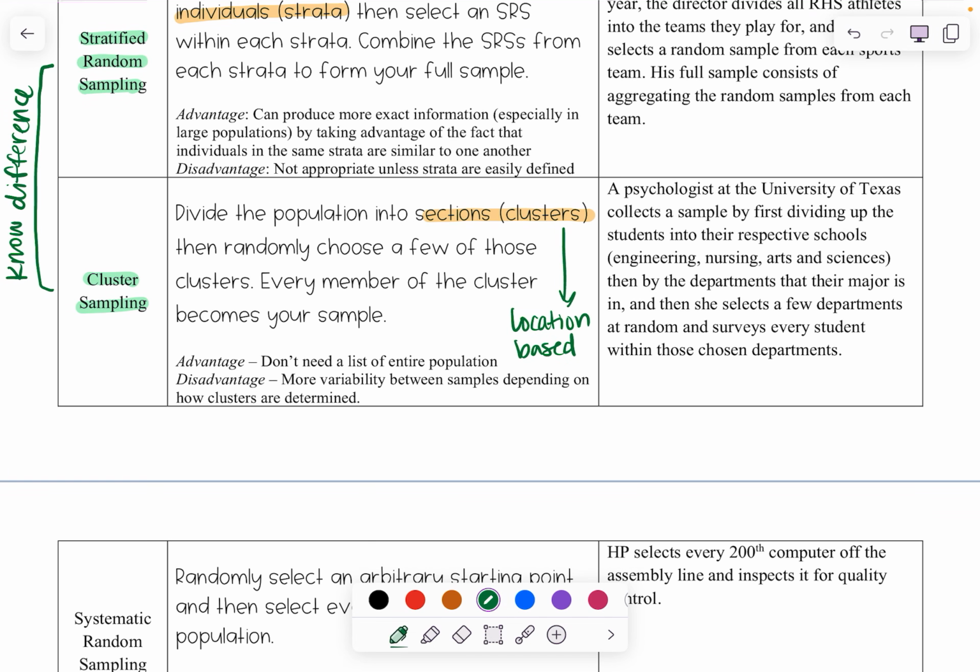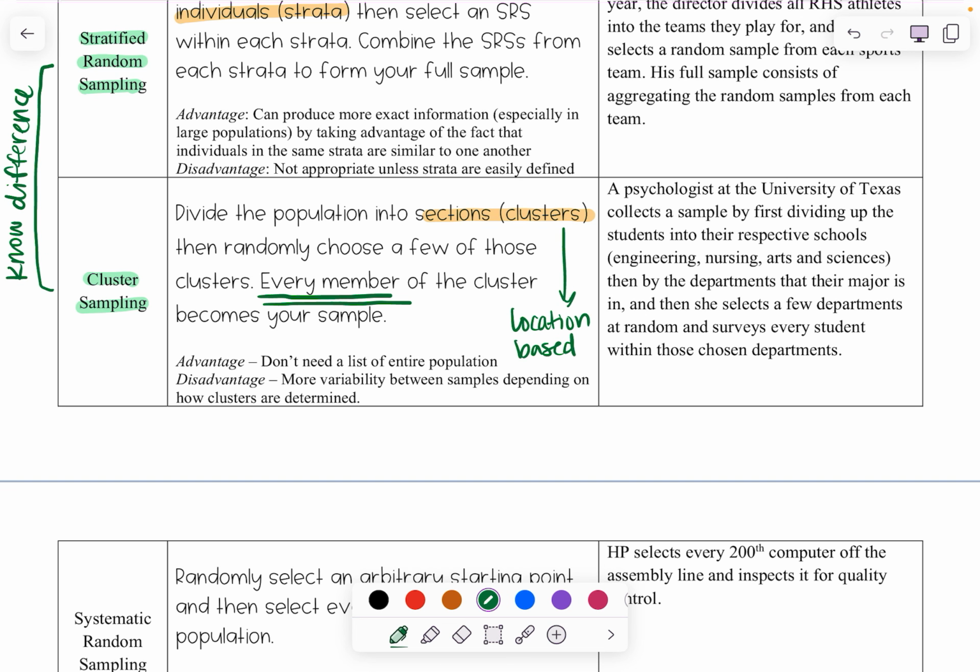Advisory classes are all mixed. They're all different types of students in one classroom. Yes, your grade level is the same, but you have students who are in advanced classes, students who are in on-level classes. You have high income, low income. You have people who bring their own lunch, people who eat cafeteria food. You have a mix of people in those advisory classes. So what I do, pick 5 advisory classes. I go in, and the thing about cluster is every member of the cluster becomes your sample.